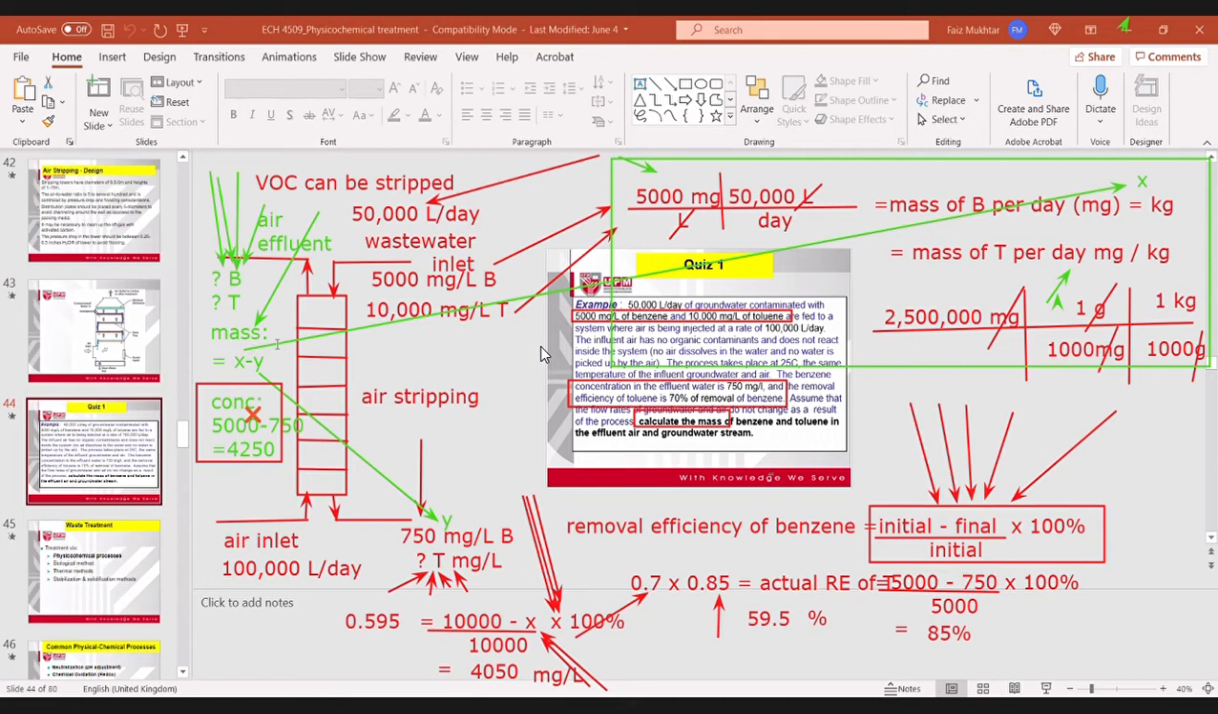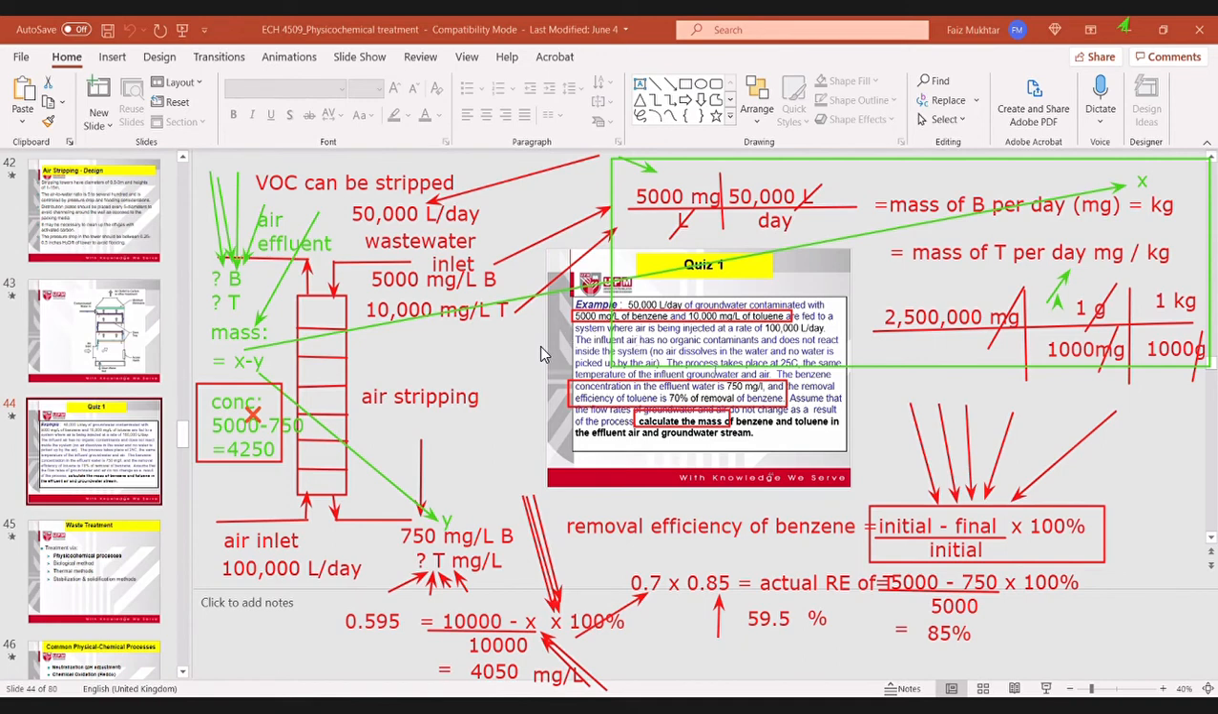So at the end of the day, you calculate on your own what is the answer here, x minus y. X refers to the mass of benzene per kilogram. How to calculate that here? 5,000 milligram per liter, just multiply with 50,000 liter per day, that's all. And convert that into kg. If you fancy milligram, just leave it in milligram, but that's a big number. And minus whatever mass of benzene at the bottom, then you get mass of benzene at the end. Just a simple subtraction. Do it similarly for toluene.